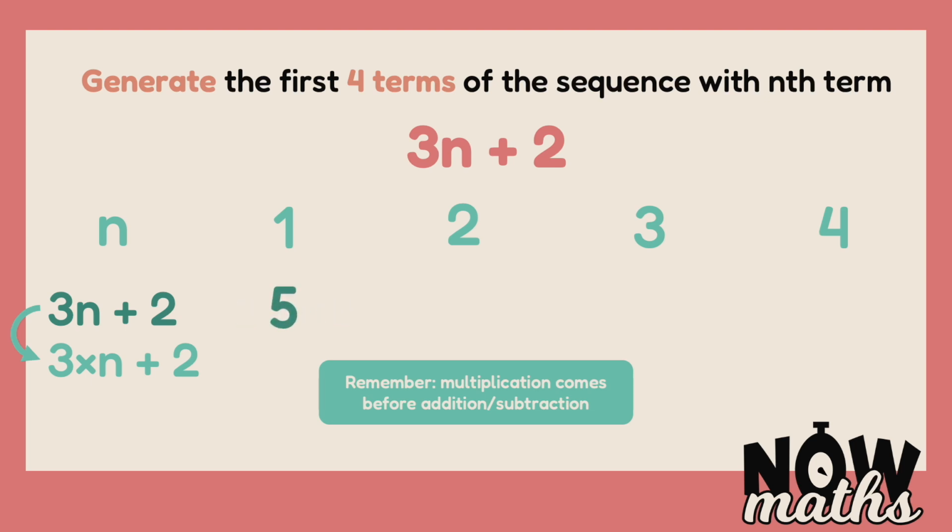So the first term is 5. When n is 2, we're going to have 3 multiplied by 2, add 2. 3 multiplied by 2 is 6, add 2 is 8. So the second term is 8.